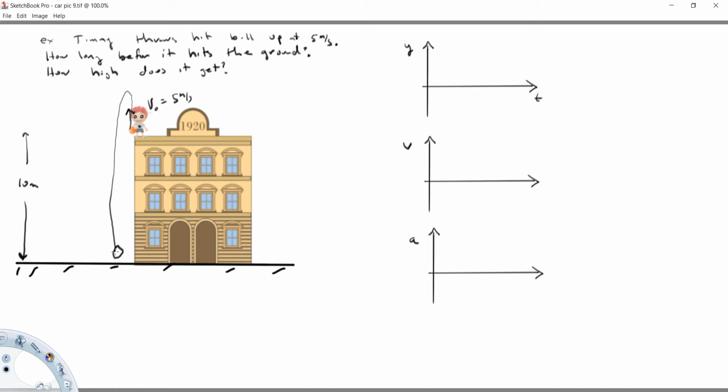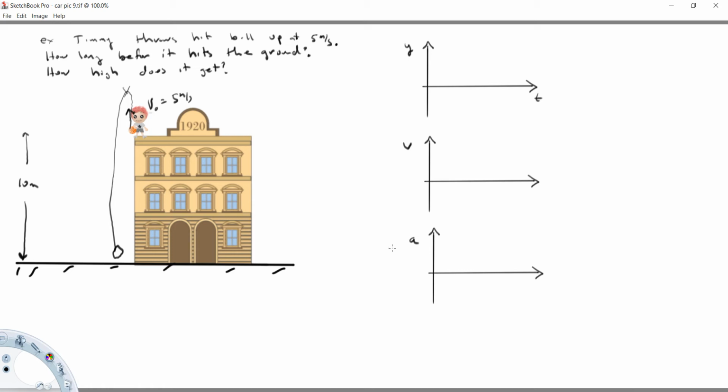We're going to calculate a couple things. One, how long, time-wise, before it hits the ground, and then second question here, how high does it get? Like, what is the maximum point in this problem? I should put that ball right about here in my picture.